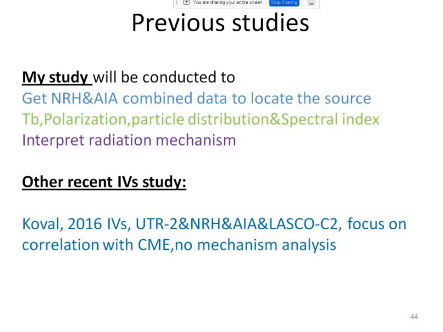There are some other recent studies on stationary type 4 radio burst by Koval. He used UTR2, NRH, AIA, and LASCO C2, and he focused on the correlation of the stationary type 4 with CME. He didn't analyze the emission mechanisms.